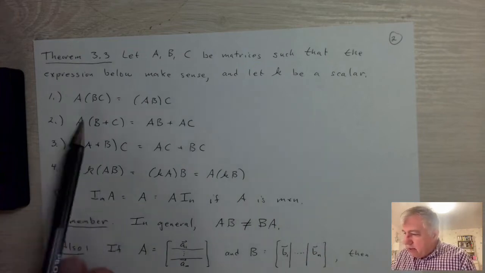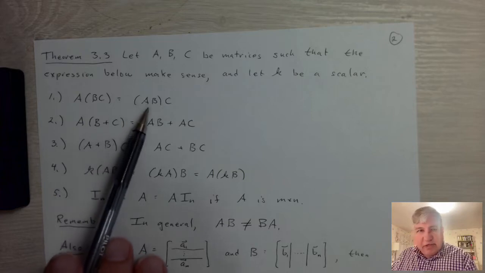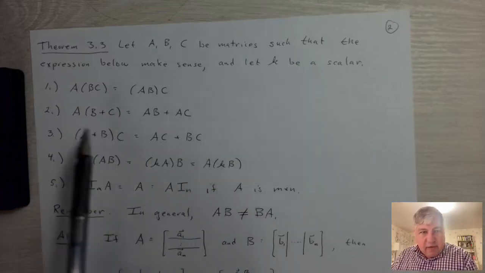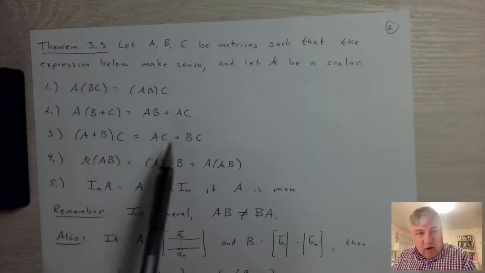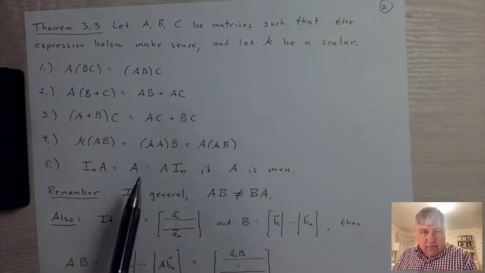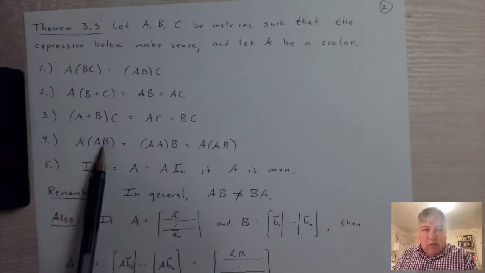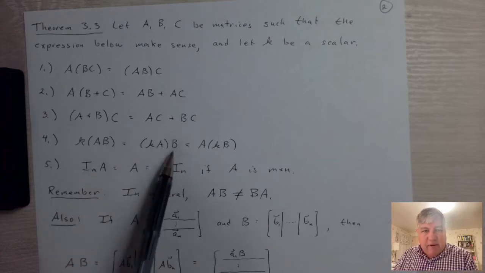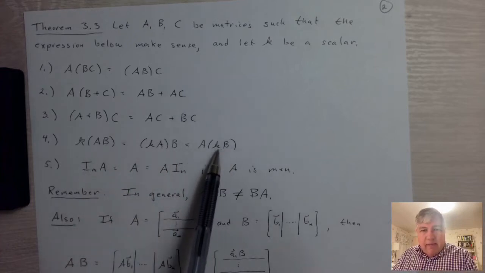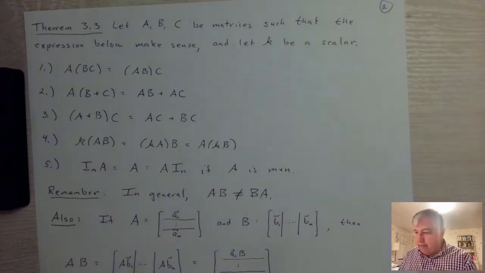And again, number 1 shows that matrix multiplication is associative. Numbers 2 and 3 are distributive laws involving addition and multiplication. The last one is pretty standard as well. It just says that because k is a real number, we can multiply k by AB, or k by A and then by B, or by B and then by A, and it doesn't matter. This is all the same thing.